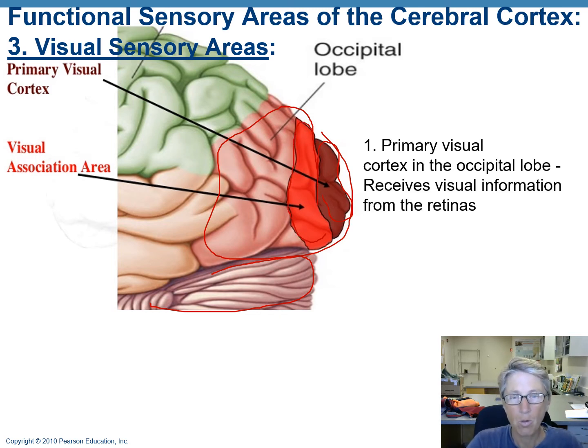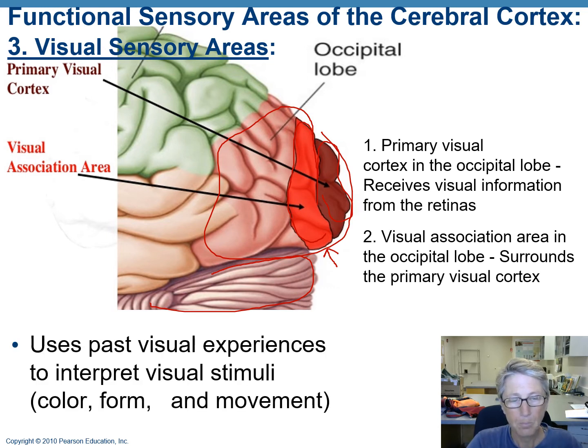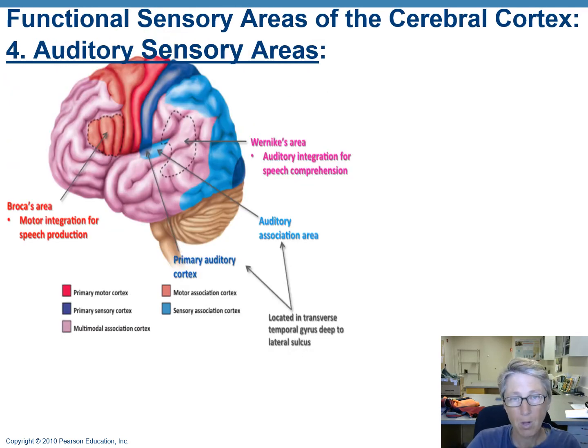So the primary visual cortex will receive information from the retina, and then the visual association cortex here will integrate that information. And as you probably know, you use past visual experiences to interpret visual stimuli. For example, the color, the form, and movement of an object will be integrated with past visual information that you've stored. The fourth sensory area of the cerebral cortex is the auditory sensory area.